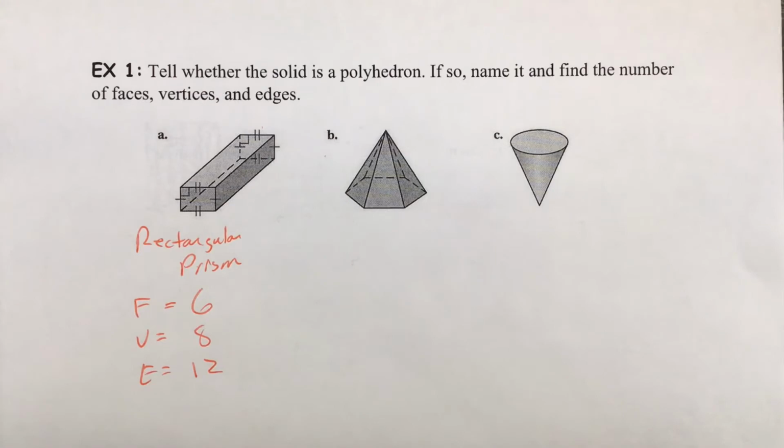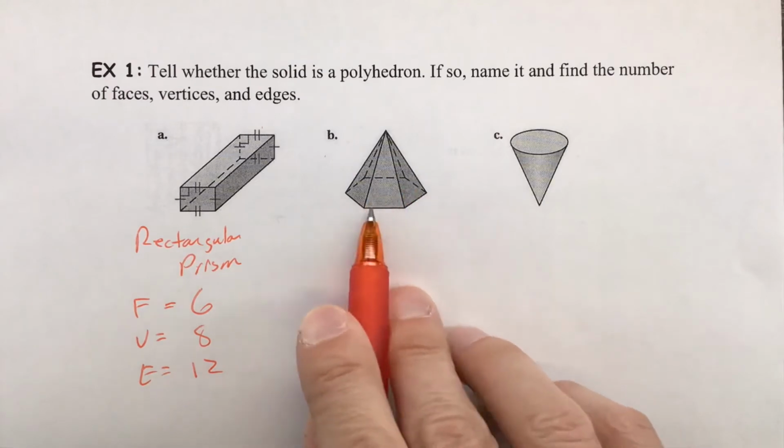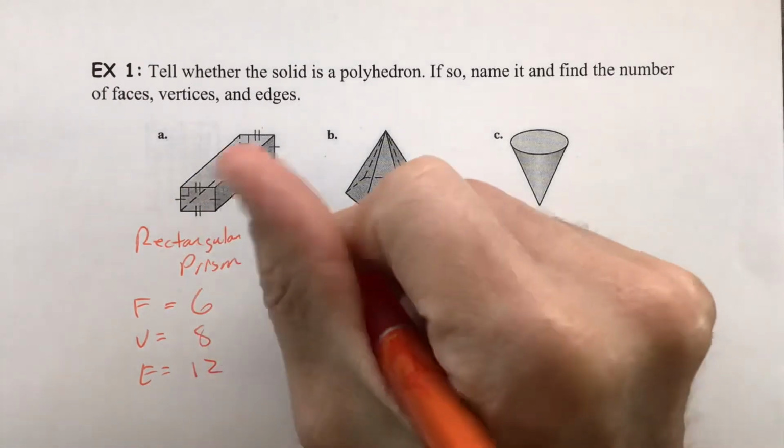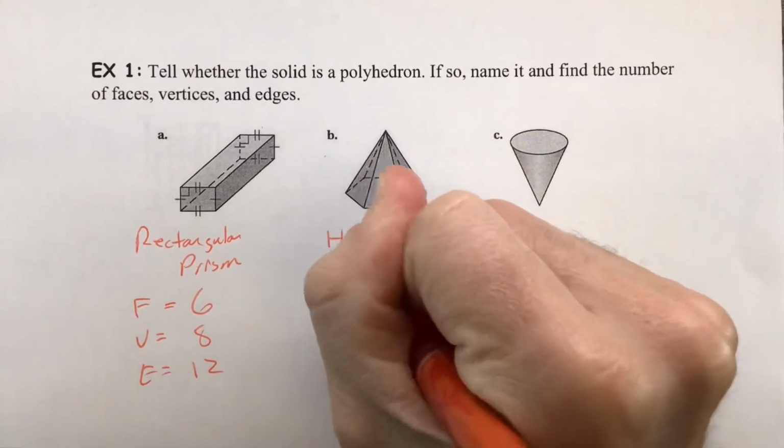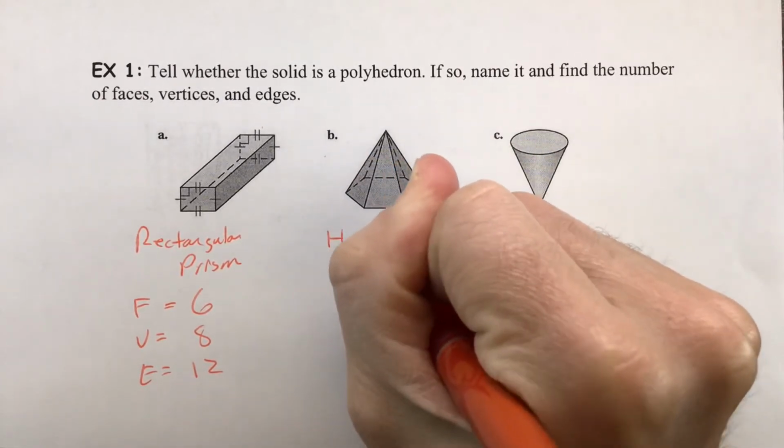The second figure is a polyhedron. It is made completely out of polygons. It will be made out of triangles and a hexagon base. So this will be a hexagonal pyramid.